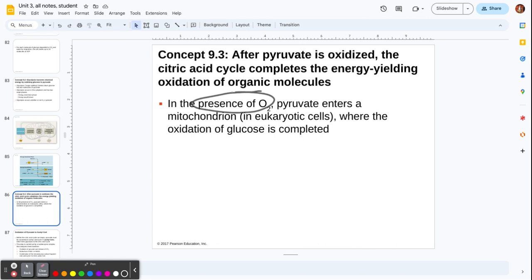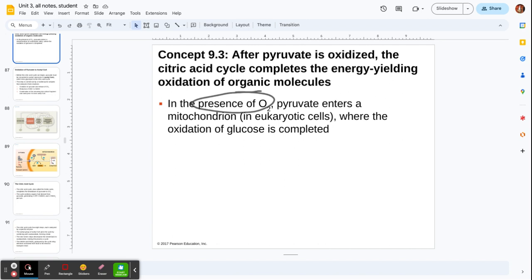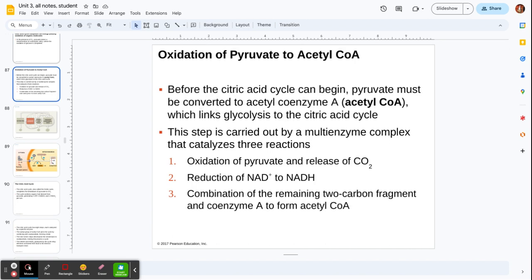But if we have oxygen, we can proceed and take that pyruvate. And again, we're going to oxidize it. What did I say that meant? Electron. Take away electrons. Yeah, goodbye, electrons. You're gone. Electrons are gone. They're going to go away.